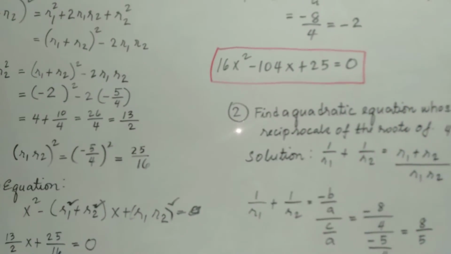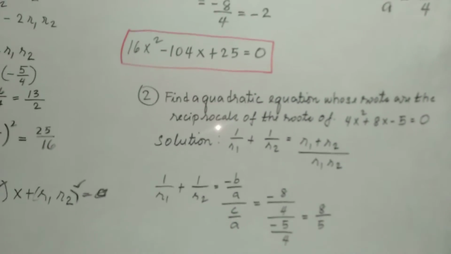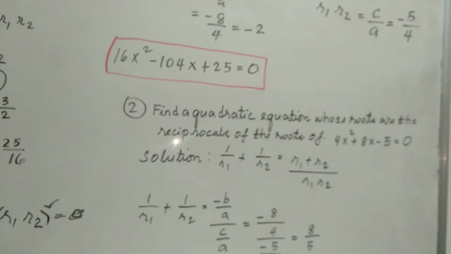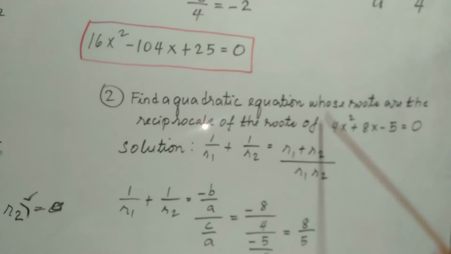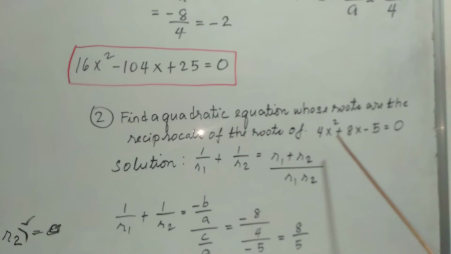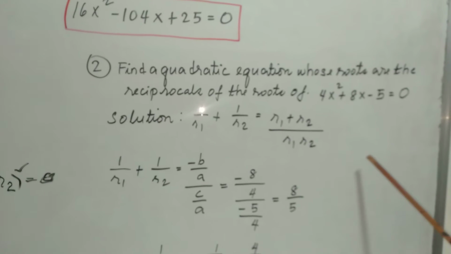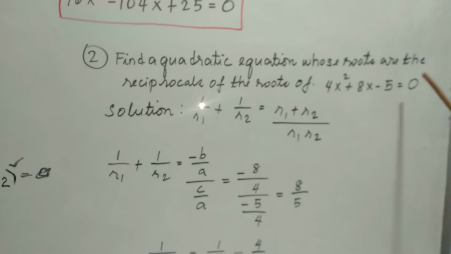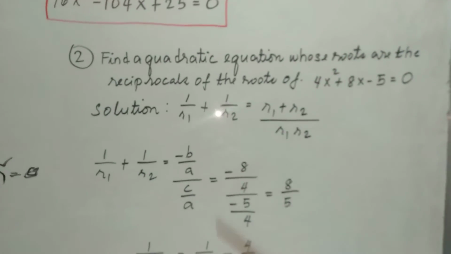So we have another interesting problem here. Find a quadratic equation whose roots are the reciprocals of the roots of the given equation, 4x squared plus 8x minus 5 equal to 0. We're going to use the same equation so as to understand this fully.